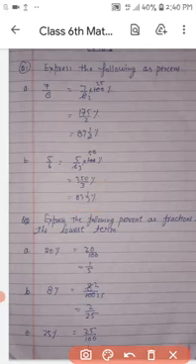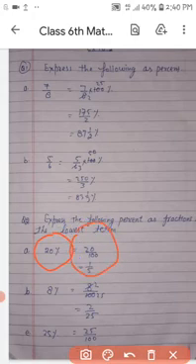Question 2. Express the following percent as a fraction in the lowest term. 20% is equal to 20 upon 100, which is equal to 1 upon 5.